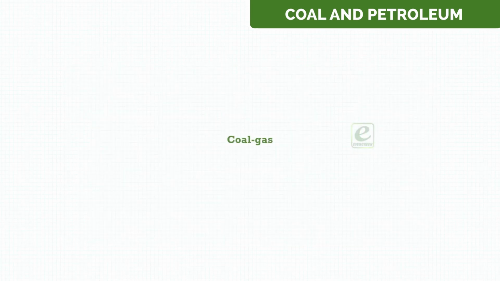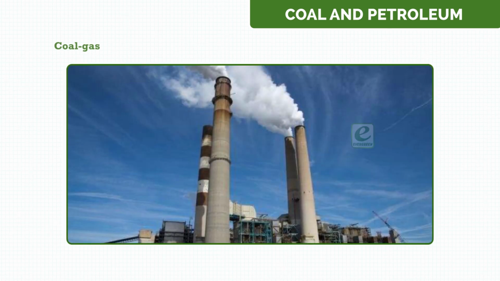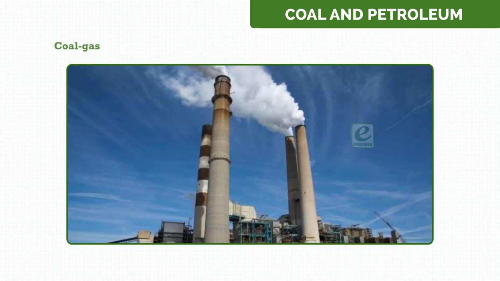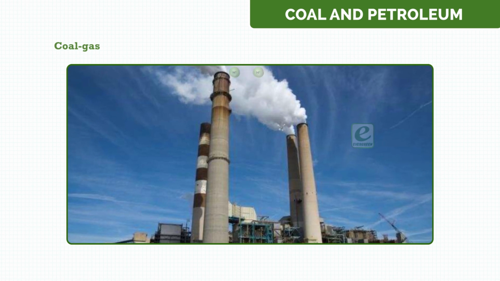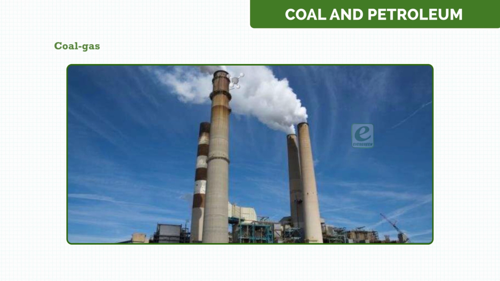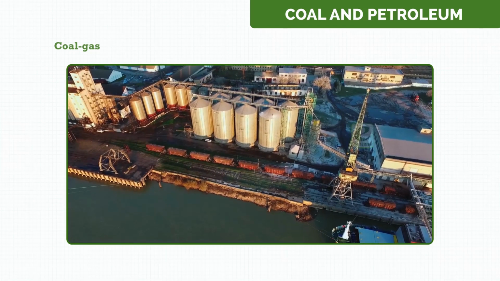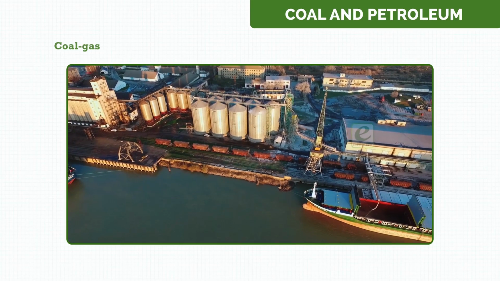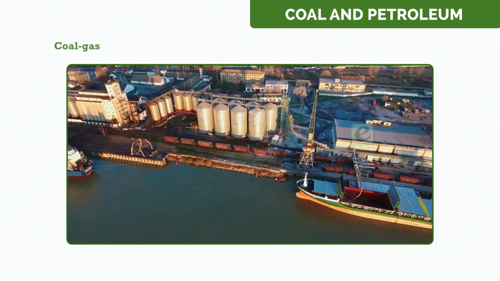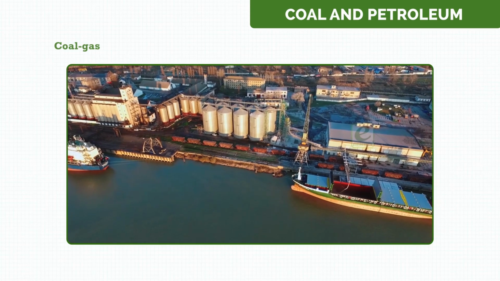Coal gas. It is obtained as a byproduct during the processing of coal to form coke. It is a mixture of hydrogen H2, methane CH4, and carbon monoxide CO. It is used as a fuel in the coal processing plant, converting coal into coke, and in many industries situated near the coal processing plant.